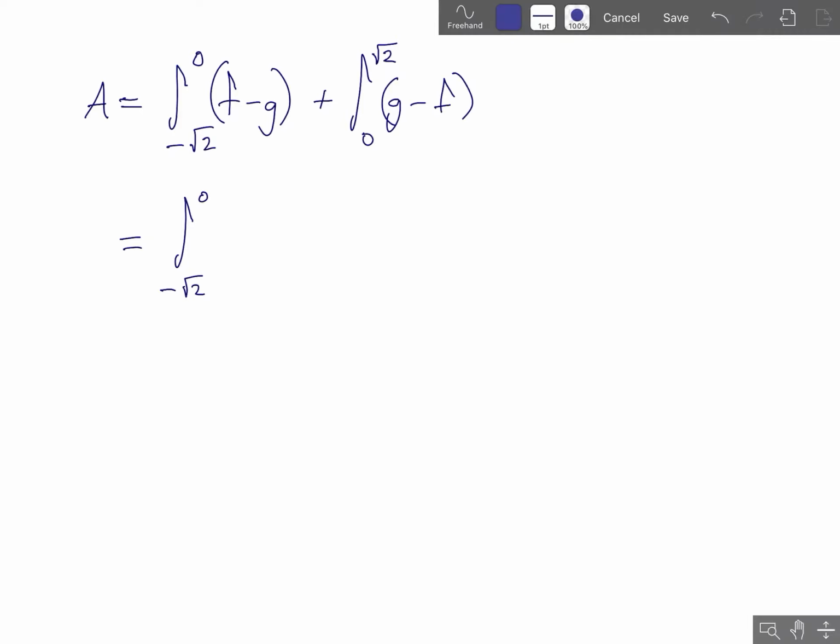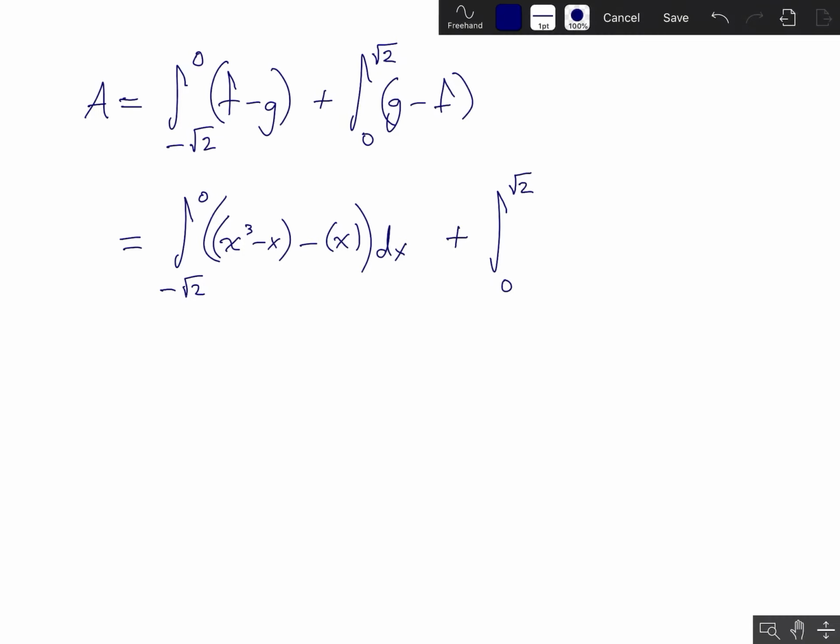And now I'll just plug in what f and g are. So f was x cubed minus x, and g was just x. So that's our first integral. And then for the second integral, it's going to be similar. This one goes from 0 to root 2 because that's the right region. And this one was g minus f, but g is just x, and f was x cubed minus x. So this is g minus f.